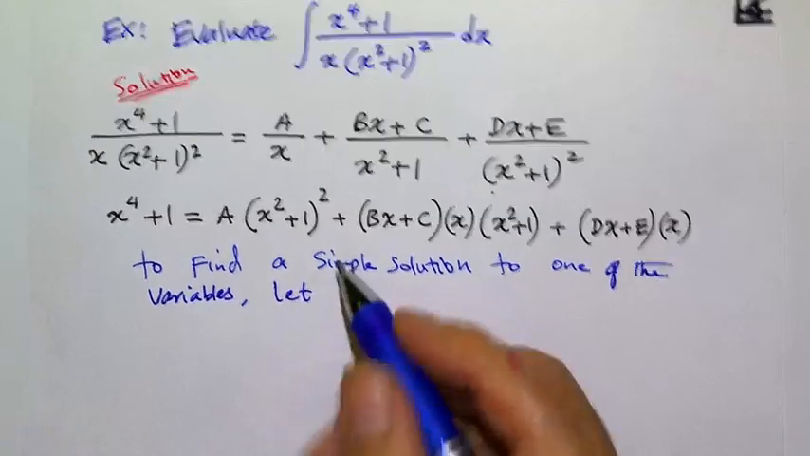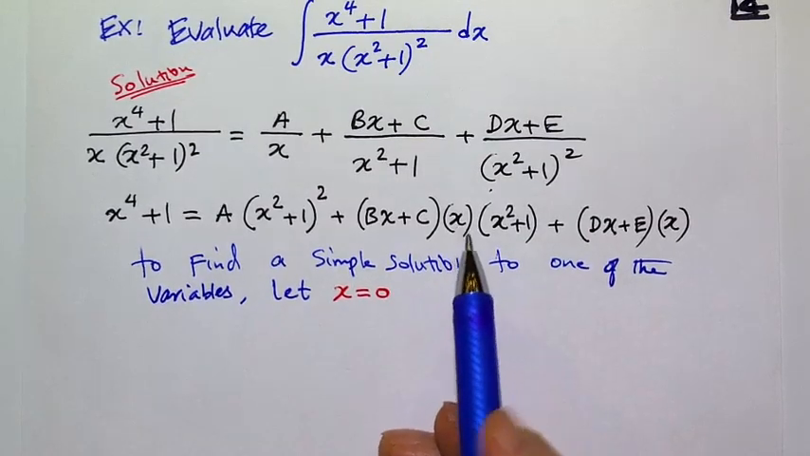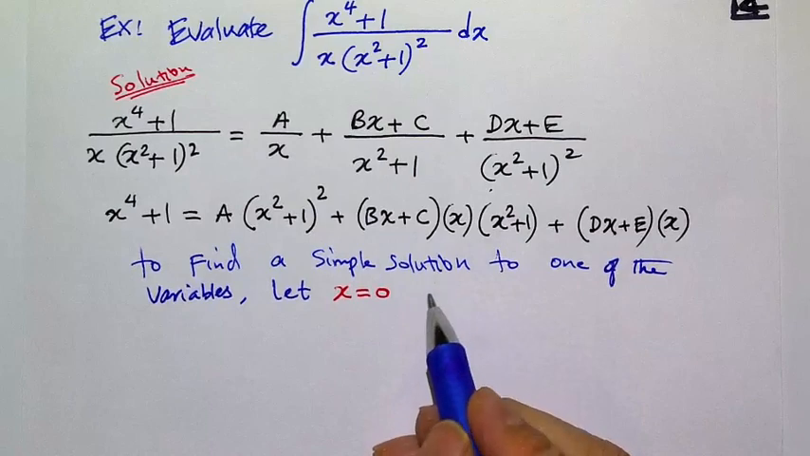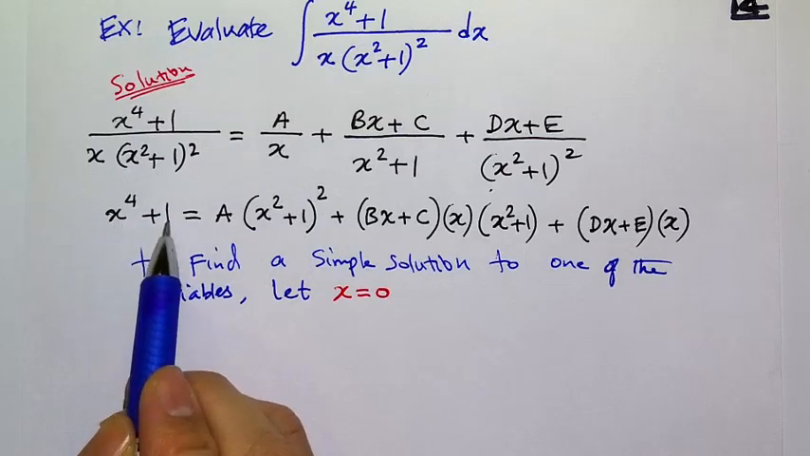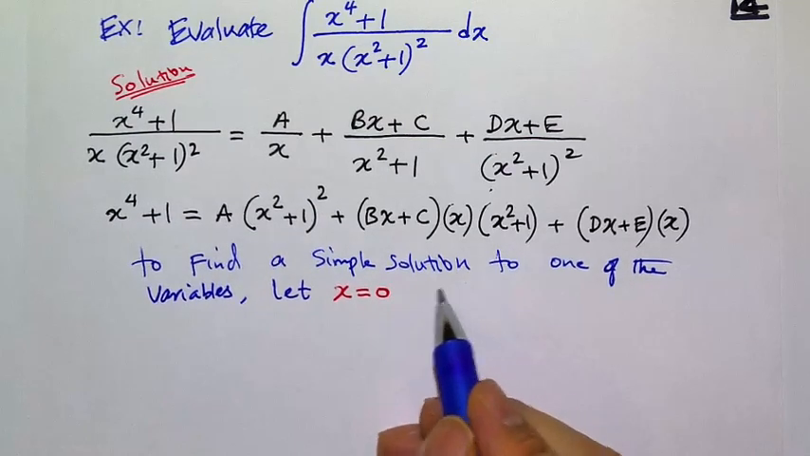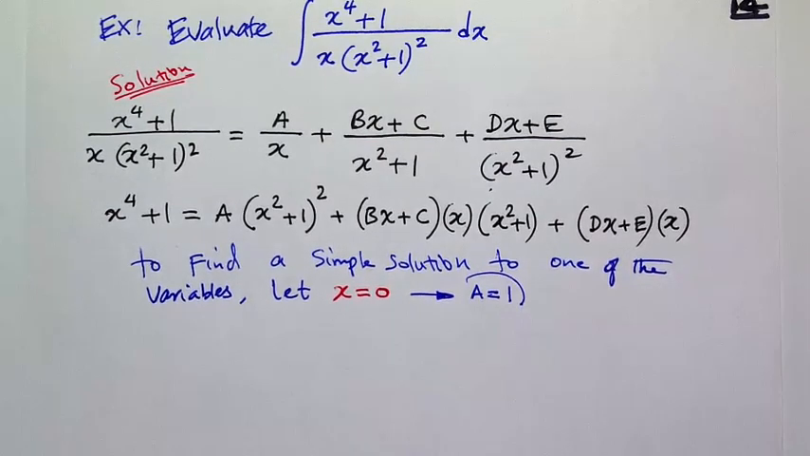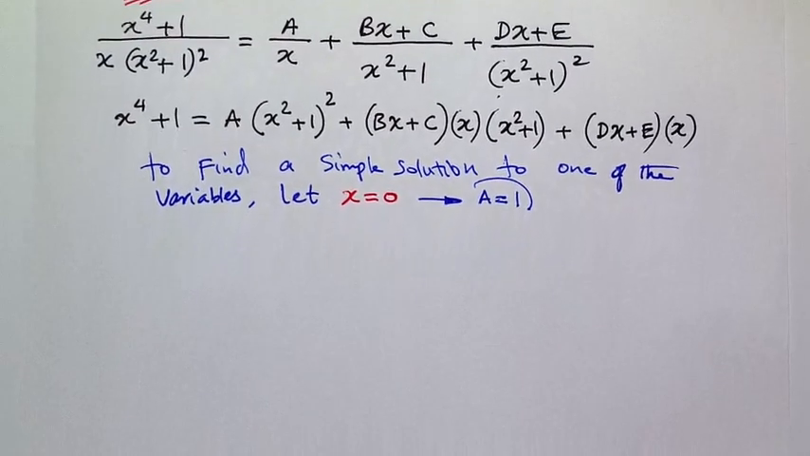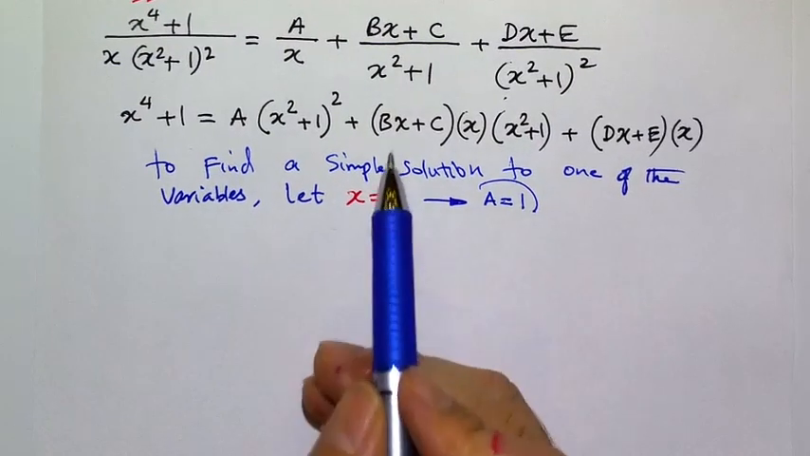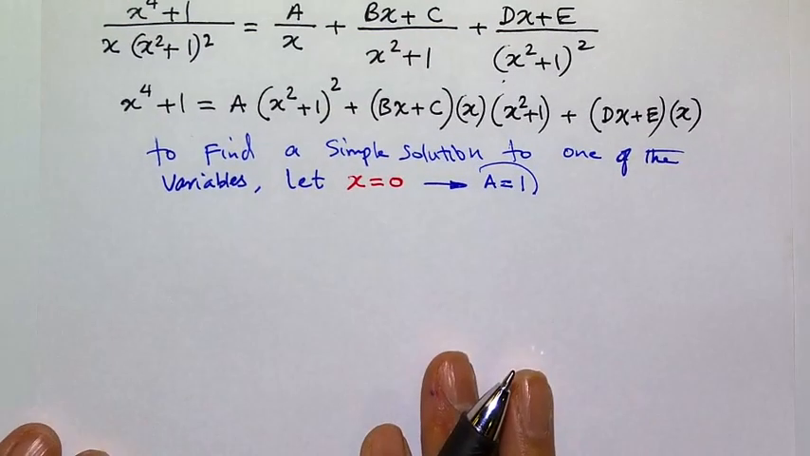So to find a simple solution to one of the variables, let x equals 0, and these two terms drop out, right? Therefore, we can solve for that. That drops out, we get 1 equals a. So therefore, a equals 1. That's quite creative, and this was suggested by the authors of the textbook, so I thought it's nice to mention it here as well. Okay, so now we have just B, C, and D to worry about, right? But let's now go ahead and set up our system.